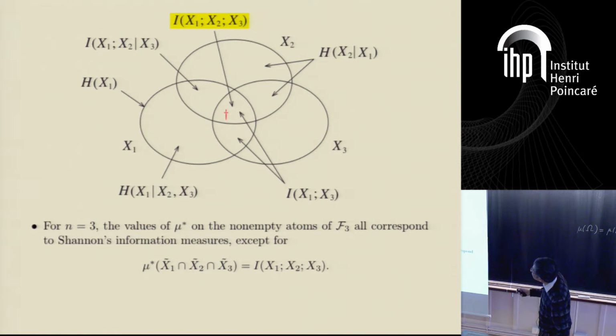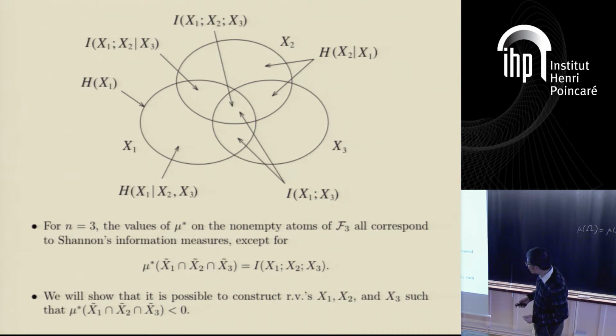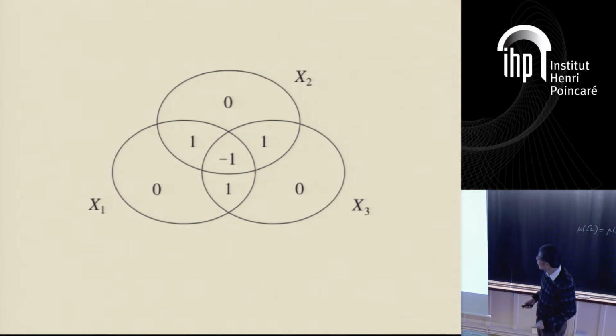However, the atom in the middle does not correspond to any Shannon's information measure. So it's not clear whether it is always non-negative or not. And it turns out that it can be negative. Okay, the construction is this one.